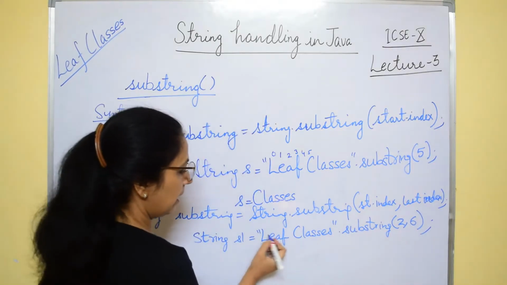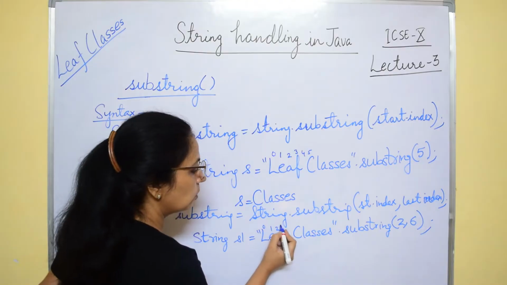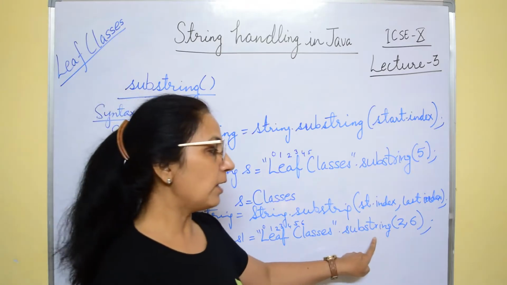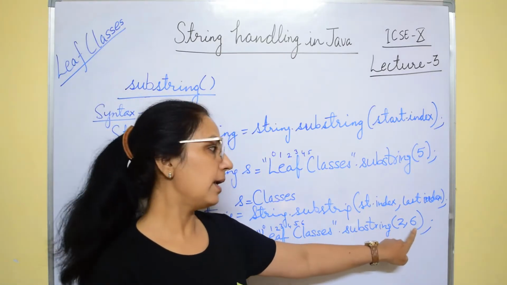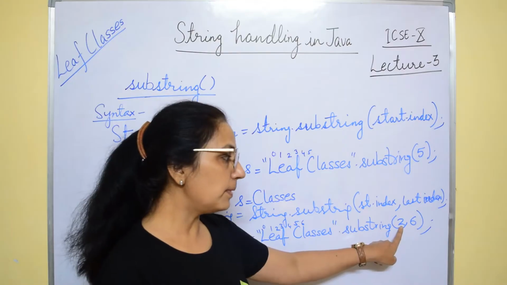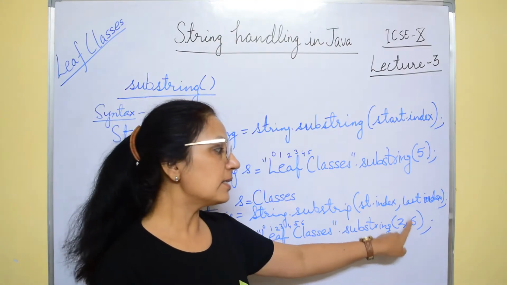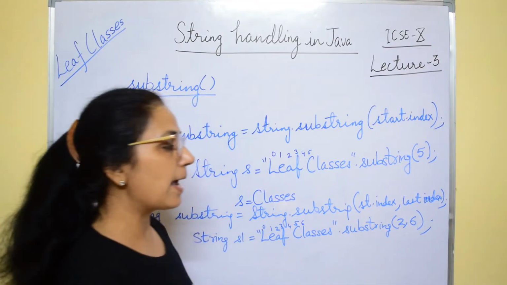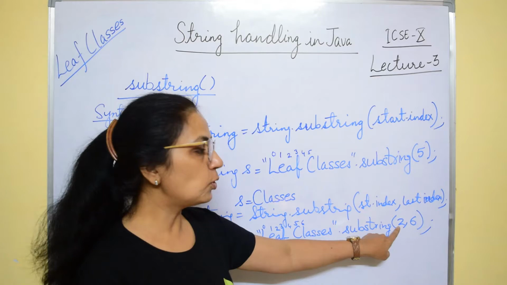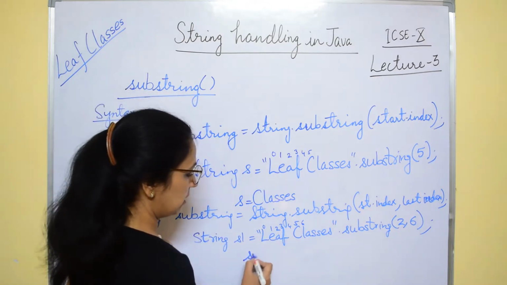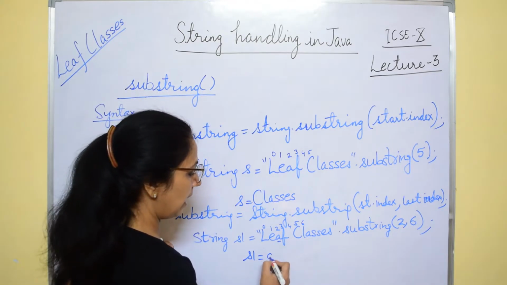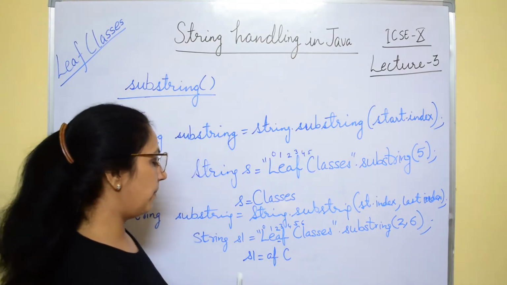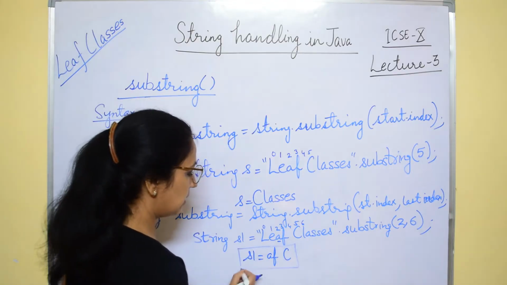So if we take 0, 1, 2, 3, 4, 5, 6. Now when we are using the starting and the ending index number, it starts from this index number till this, but excluding the index number which is given here. So it will extract the characters from 2 to 5. So the value of s1 will be, here 2, that is A, 3, 4 is space, and 5. So this will be the output for s1.